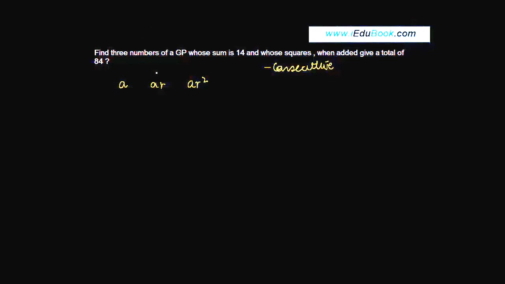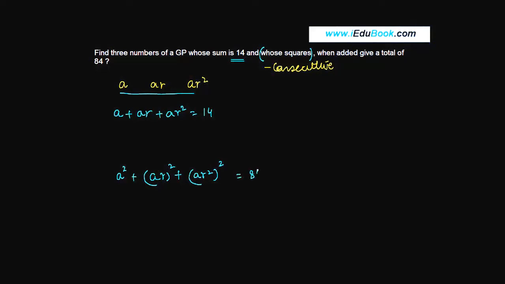Now what are we given? We are given that the sum of the three numbers is 14. So a plus ar plus ar square is equal to 14. And if you add up the squares of these three numbers, a square plus ar whole square plus ar square whole square is equal to 84. So you have to find out these three numbers.